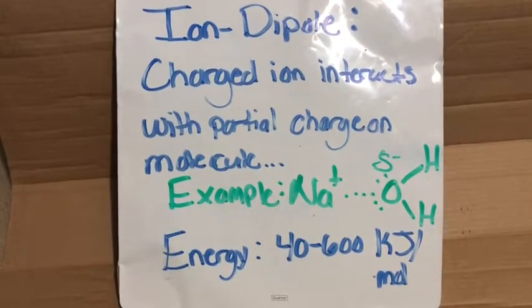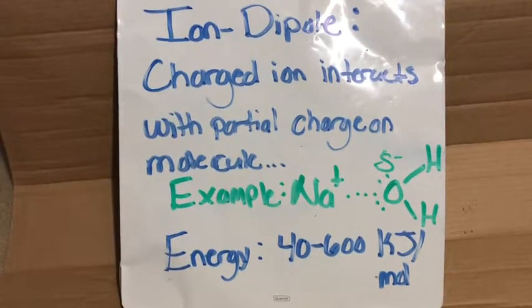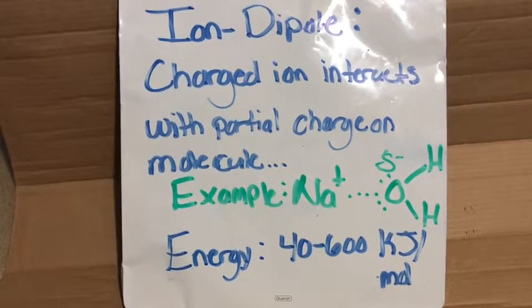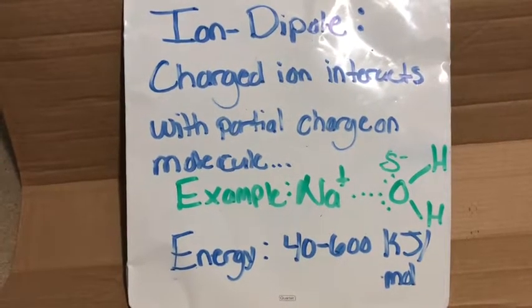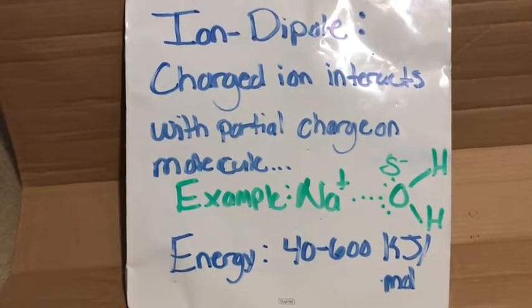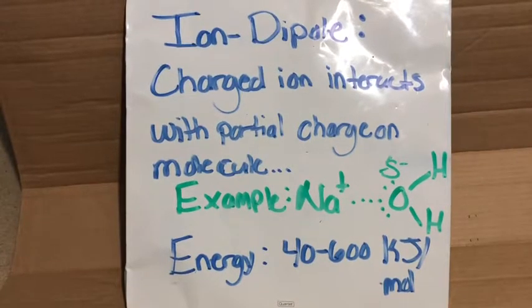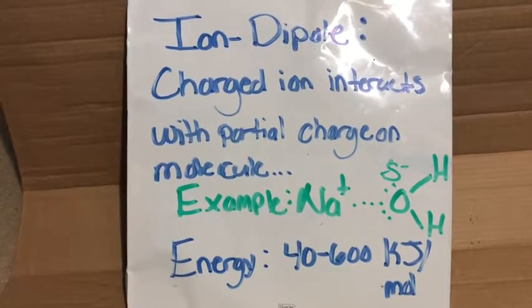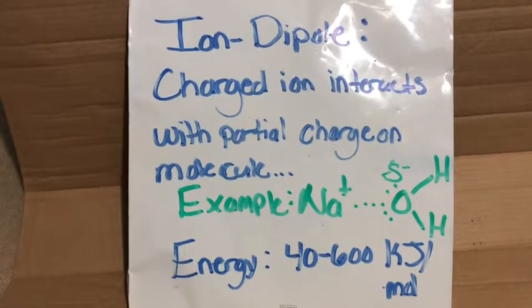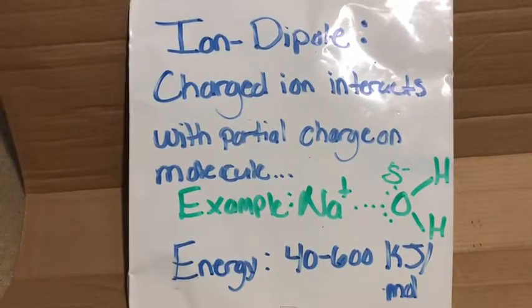For example, in dissolution of sodium chloride in water, a sodium positively charged ion will interact with the partial negative charge oxygen on the water. The energy for this ranges between 40 to 600 kilojoules per mole.